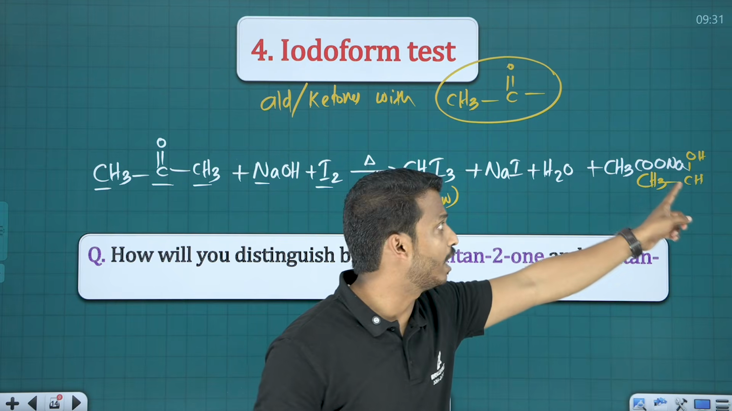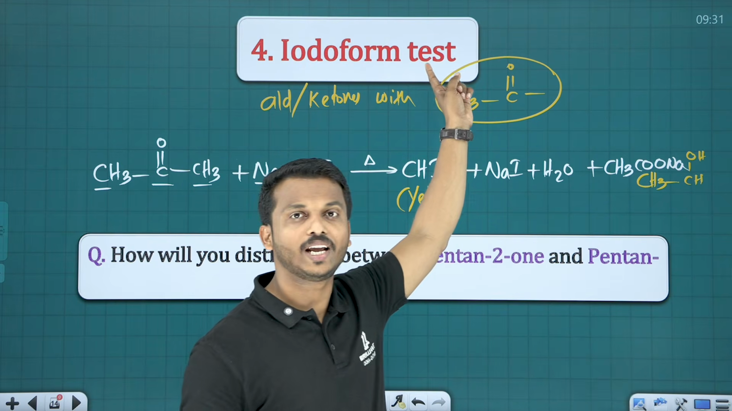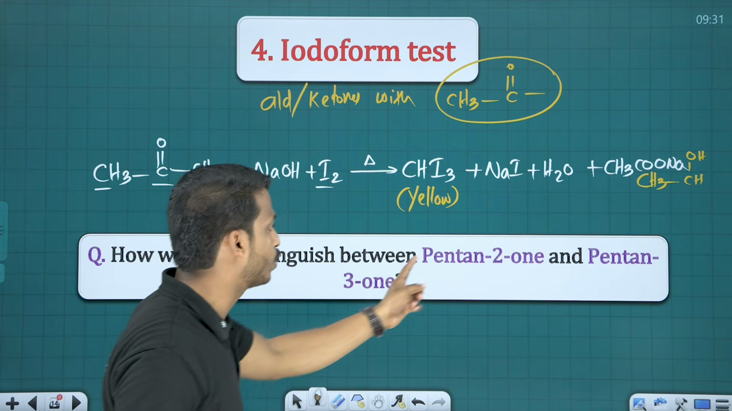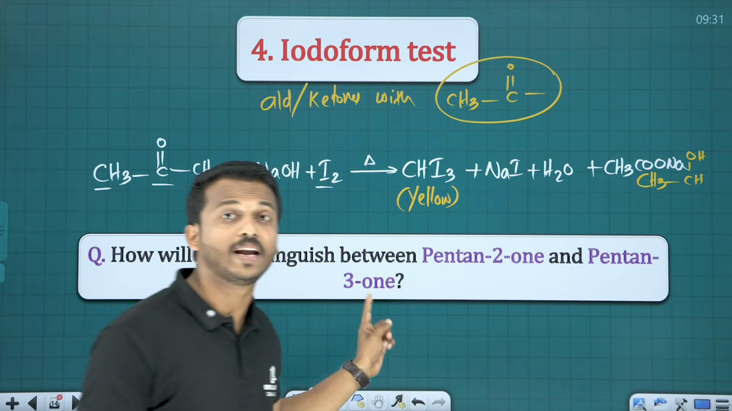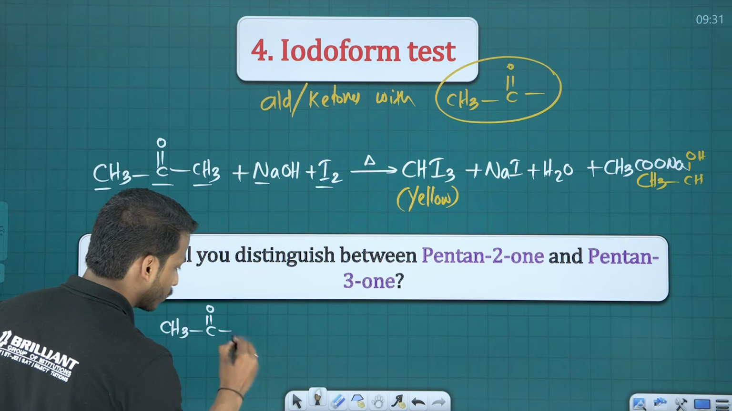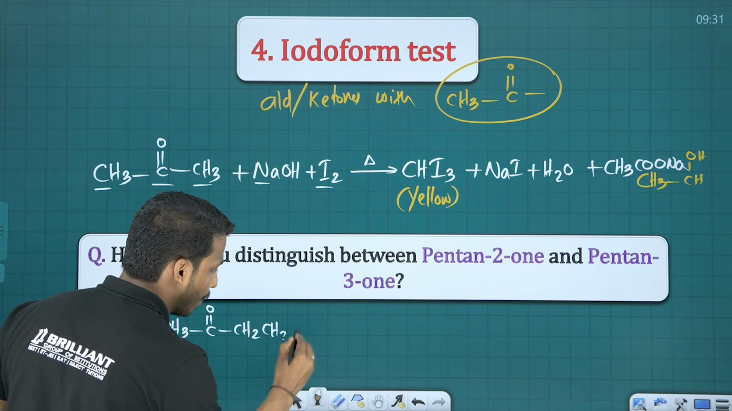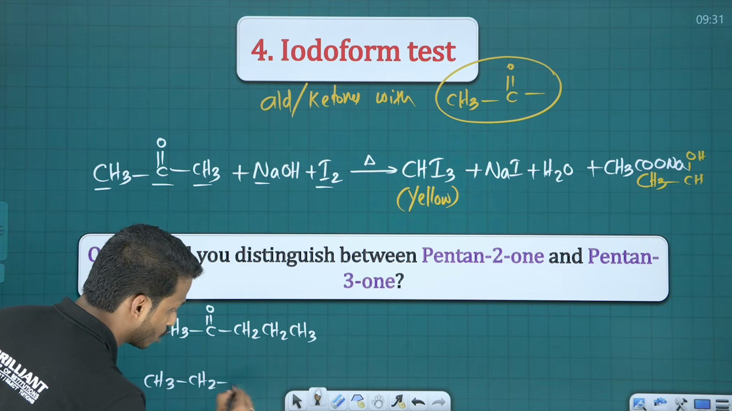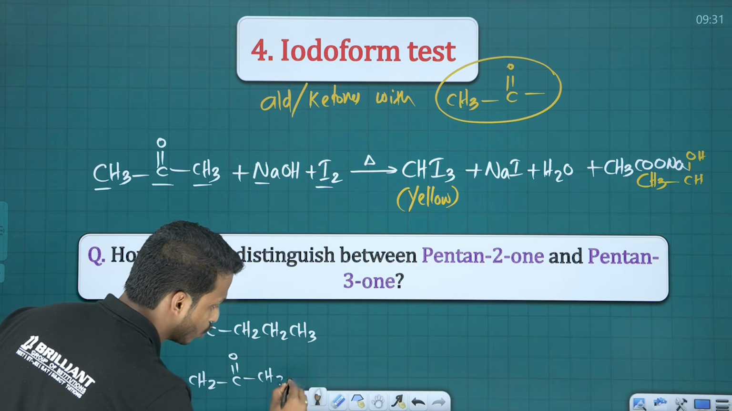That's all. So iodoform test is there in alcohol chapter, even in our aldehyde chapter. Clear, everyone? So question, how will you distinguish between pentan-2-one and pentan-3-one? Dear, pentan-2-one means this one. What about pentan-3-one? CH3CH2C=O CH2CH3.